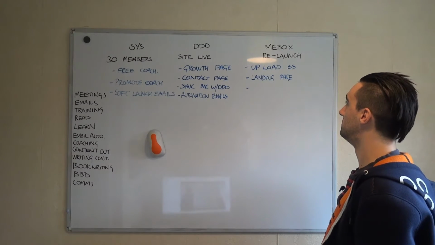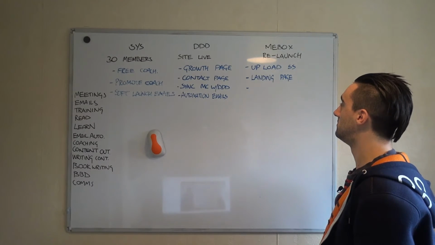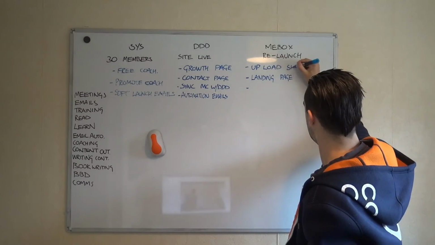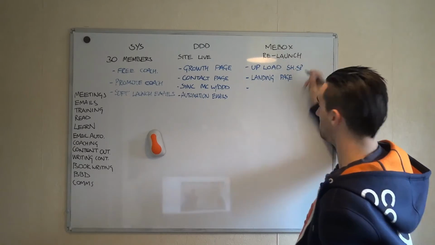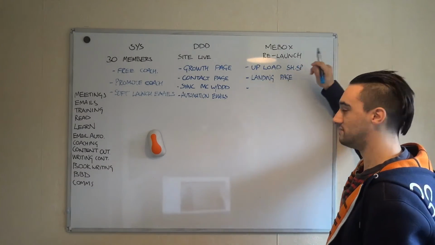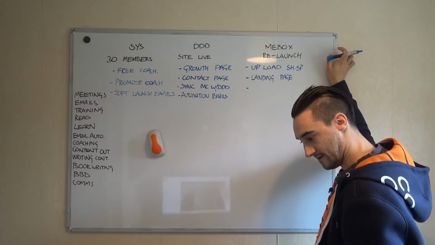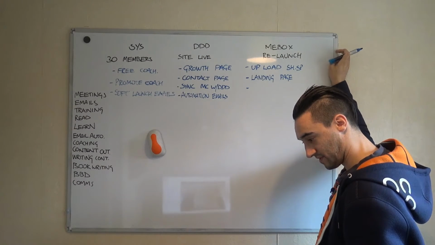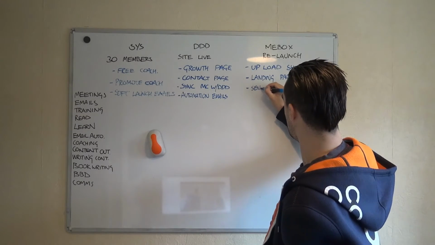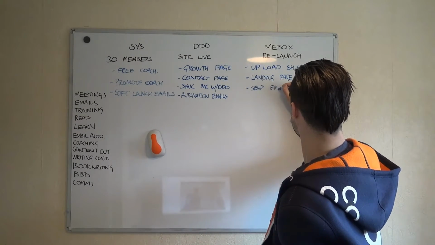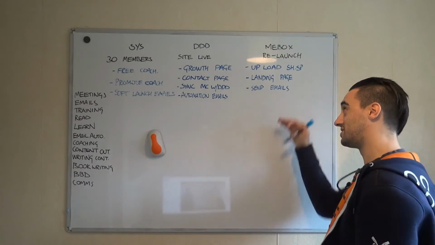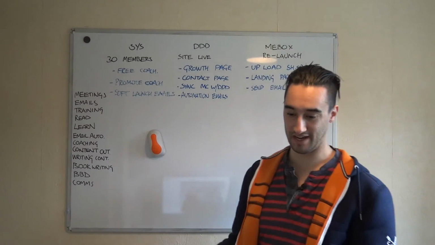So upload to SharpSpring, SS, not happy with that. Upload to the SS, as you do. The landing page needs to be completed. What else have we got? We need to start sending the emails. So send emails. And then again, we've got a bunch of stuff on the plan for that.